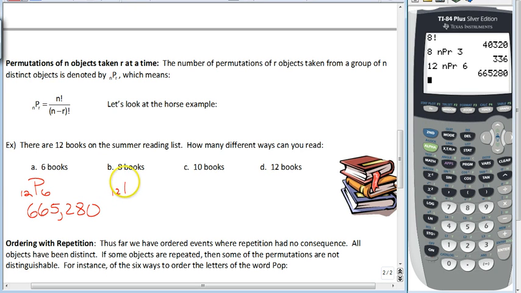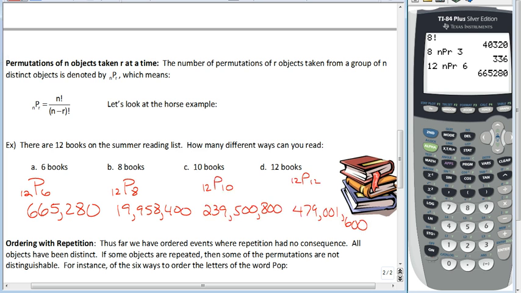That would be 12 permute 8, which is going to give you over 19 million. It's going to be 19,958,400. I'm going to let you do C and D on your own. Just practice using your calculator, and let's see if you got it right. All you had to do is use your calculator and you would come up with those numbers.